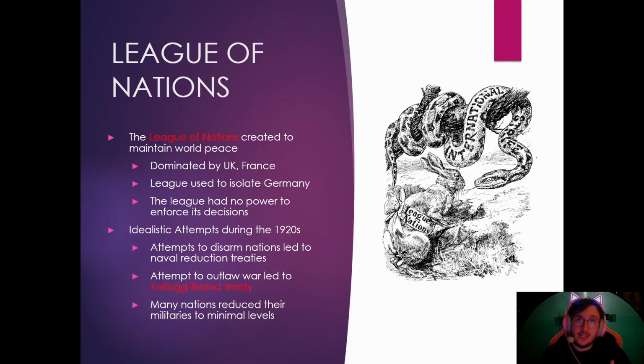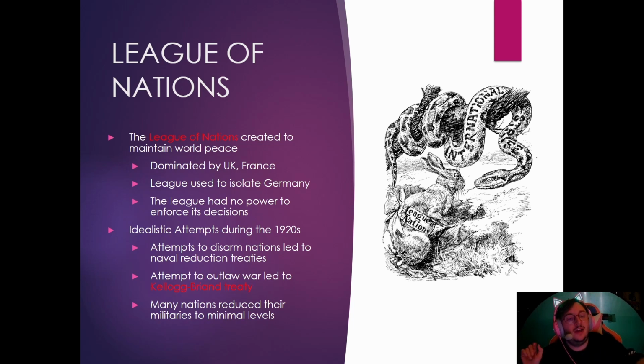Now, as we talked about at the end of World War I with Wilson's 14 Points, we have the birth of the League of Nations. The League of Nations was created to maintain world peace. That was its goal on paper. It's largely dominated by the UK and France. And the League was also used to isolate Germany, right, which is going to cause a lot of resentment toward Germany and from Germany. The League also had no power to enforce its decisions.